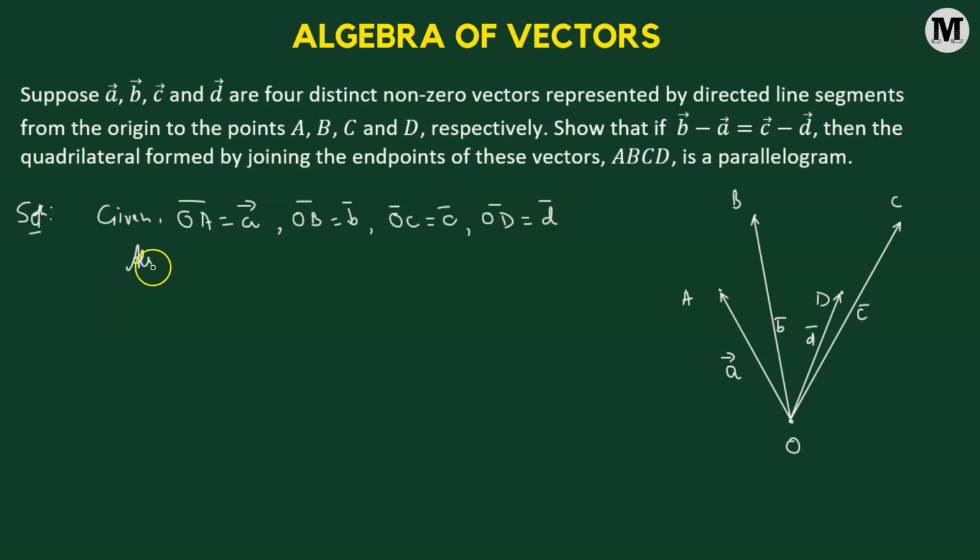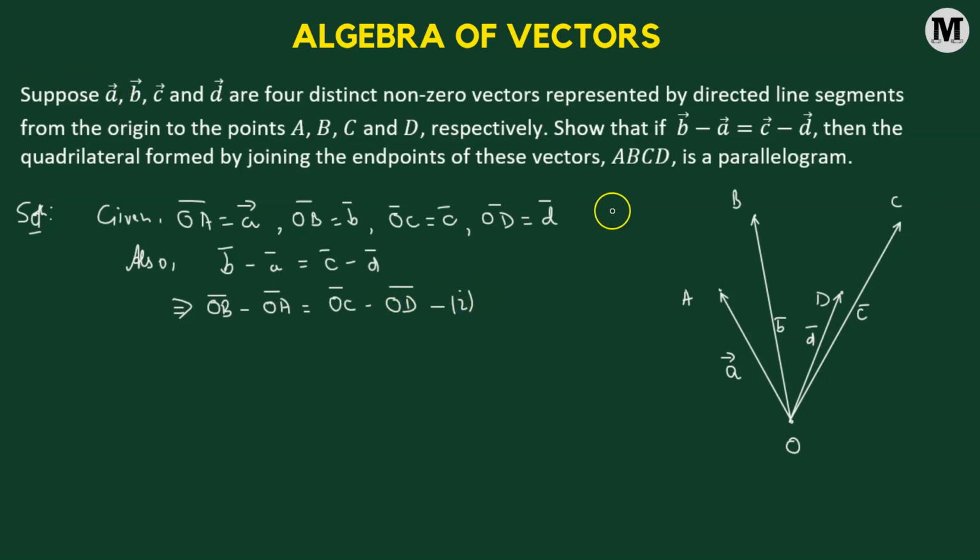And also it's given to us that B vector minus A vector equals C vector minus D vector, which implies that, what is B vector here? B vector is simply OB vector. So we have OB vector minus A vector, and A vector is OA vector. So OB vector minus OA vector will be equal to OC vector minus OD vector. Let's label this as equation number 1.